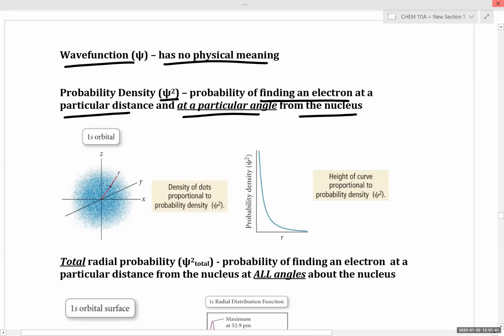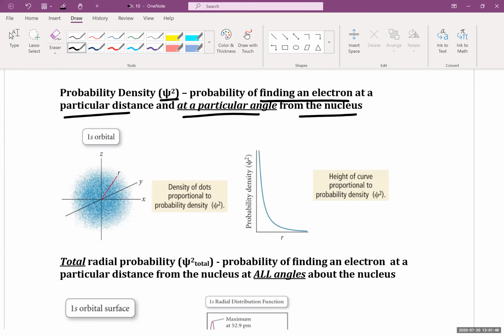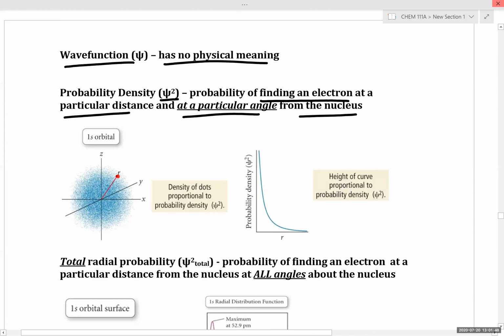So if we trace out from our nucleus and sample a given location at a distance r and a specific angle, this graph is describing the probability of finding the electron at that specific location and specific distance from the nucleus.